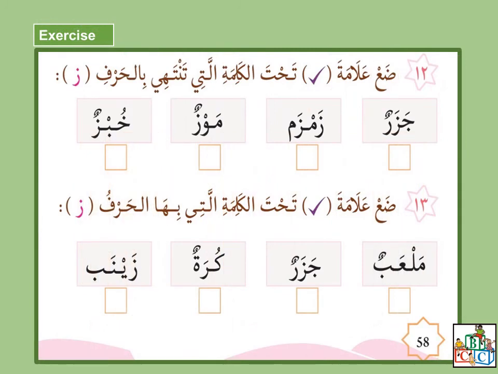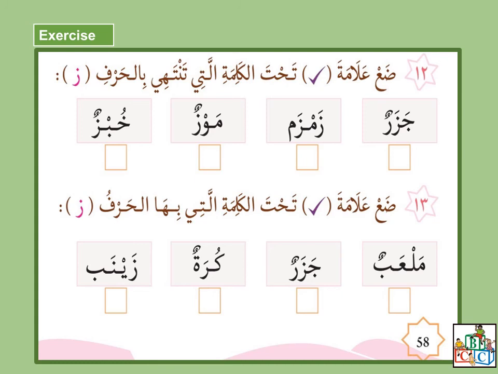Now you have another exercise to do. Exercise 12. ضع علامة صحيح تحت الكلمات التي تنتهي بحرف الزاء. So here you have to put a tick under all the words ending with the letter za. Let's do the reading. The first one on your right side, you have the word jazarun. جزر بمعنى carrot. Is the za at the end? No, it's in the middle.